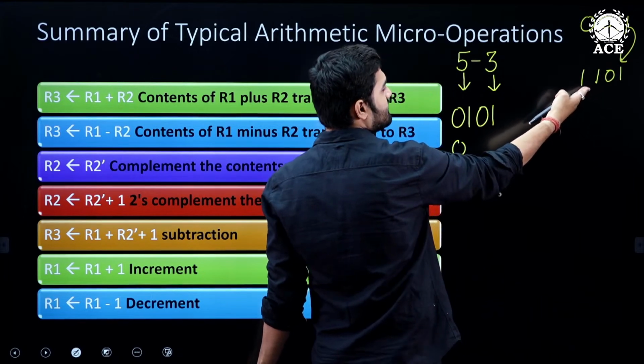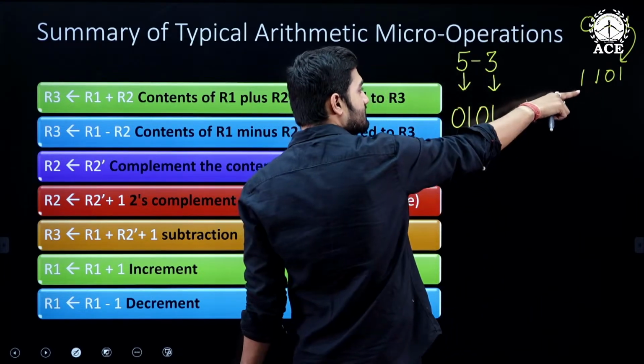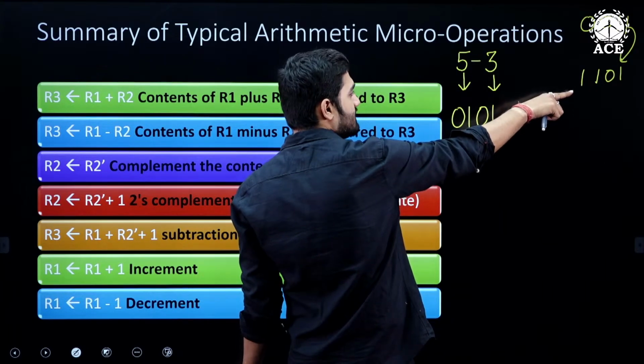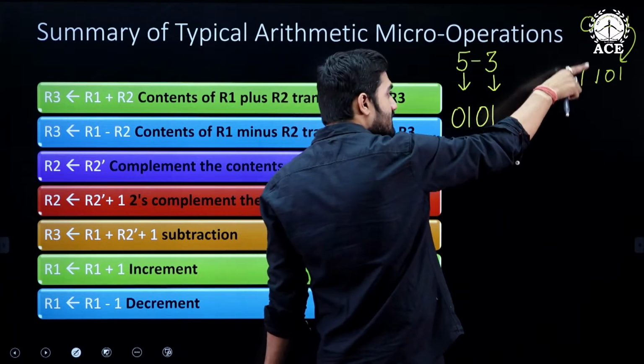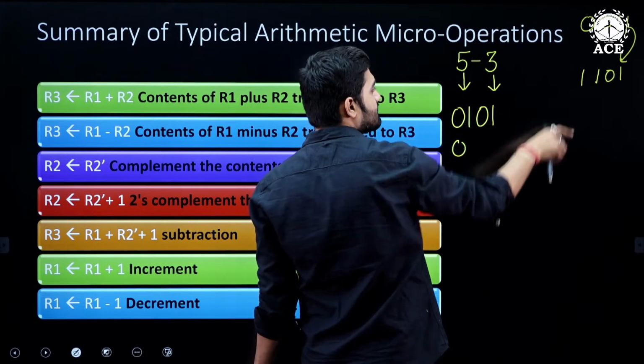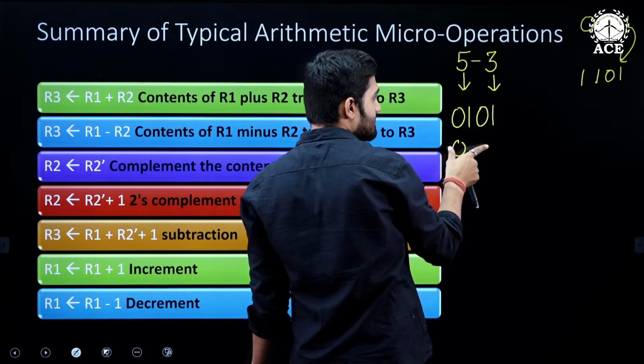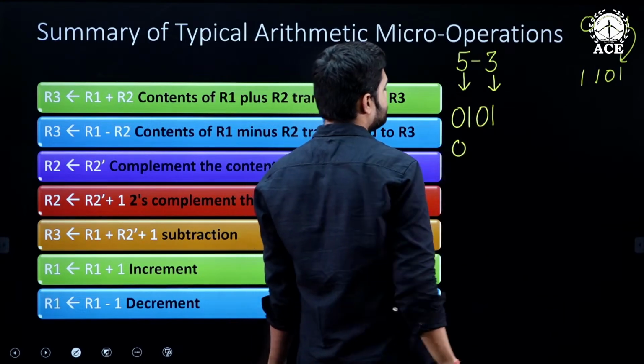Don't say this is minus 5. Arey nahi, this is sign magnitude. If you are writing in terms of sign magnitude, then this is minus 5. Right? We are talking in terms of 2's complement. In 2's complement, this is minus 3. Okay, fine. Now, write minus 3 here. Let me write minus 3 over here.